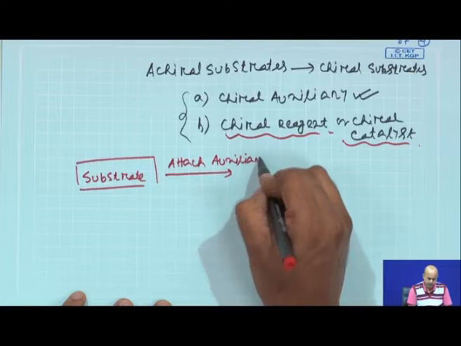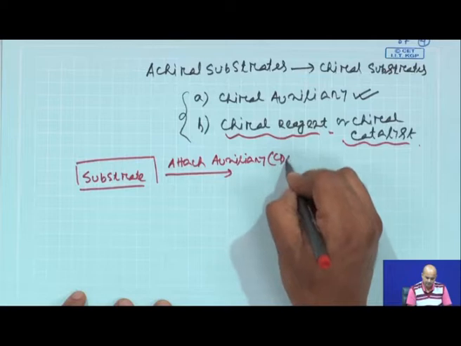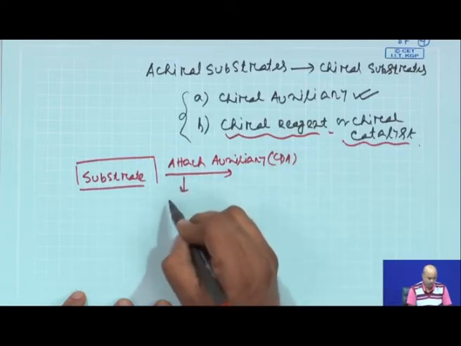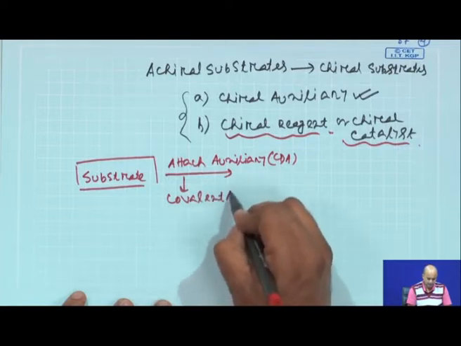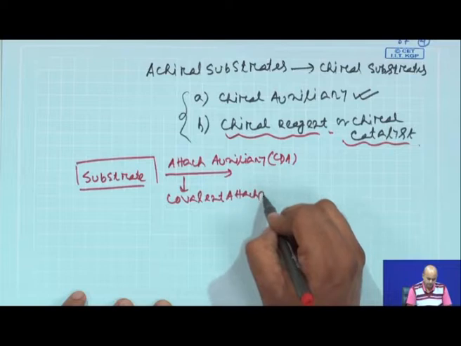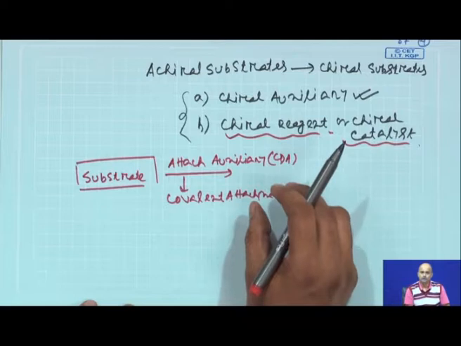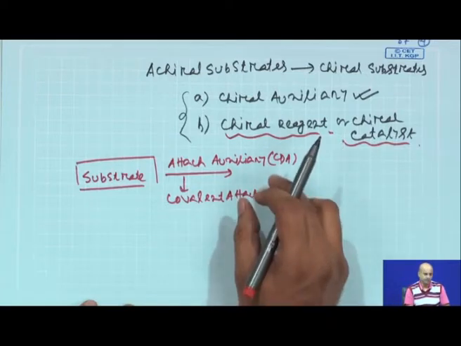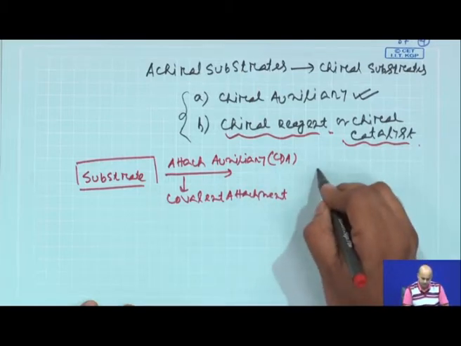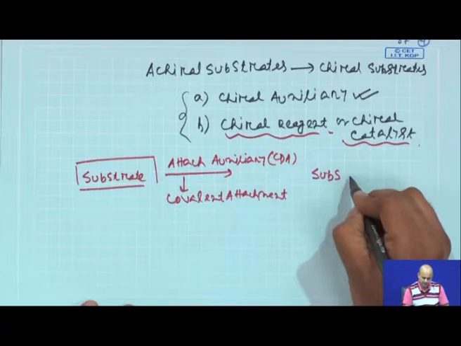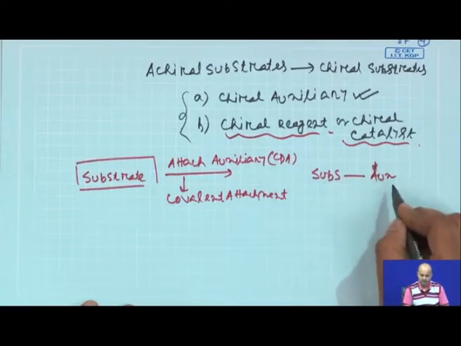Or you basically do a derivatization with the help of a CDA. It is an extension of the CDA technique through covalent attachment. Now, this CDA has a stereochemical center or stereocenter. Due to the presence of this stereocenter, your new substrate has both substrate and auxiliary, and now this is chiral.